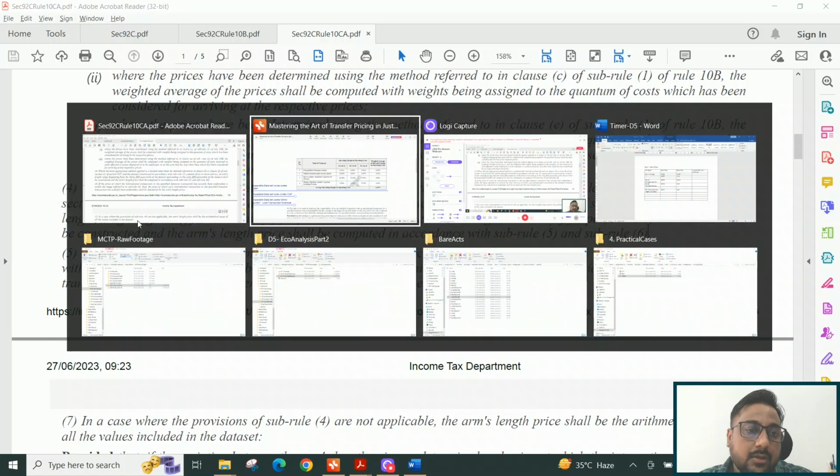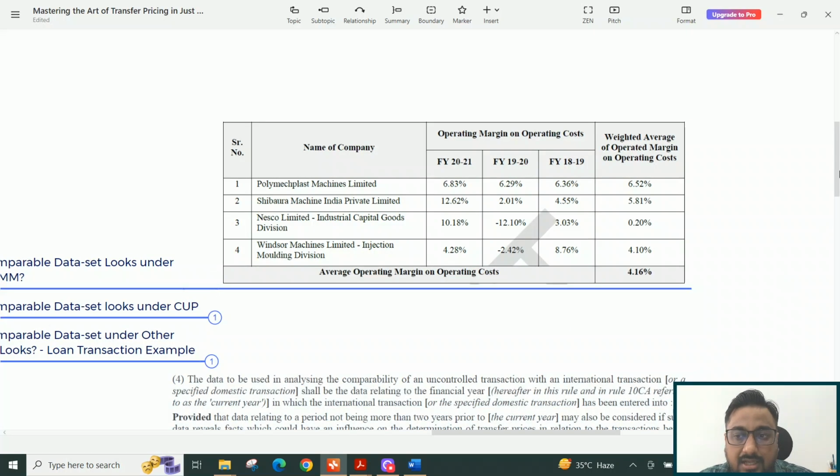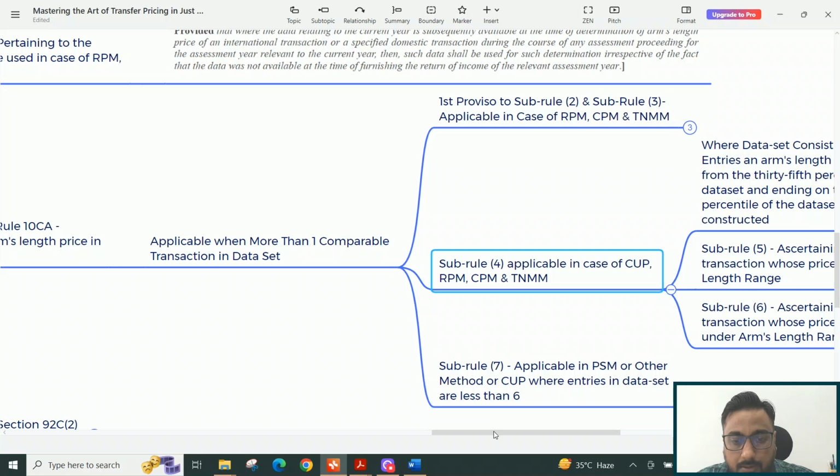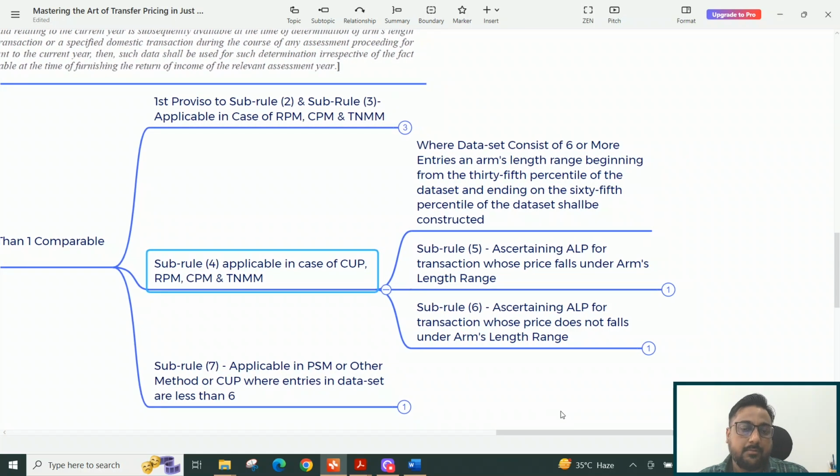We will be going ahead with the practical aspect. I am just explaining the theoretical part here, right? Under the practical aspect you will be able to understand that. Now, how have I broken this entire thing down? First is where the data set consists of 6 or more entries.